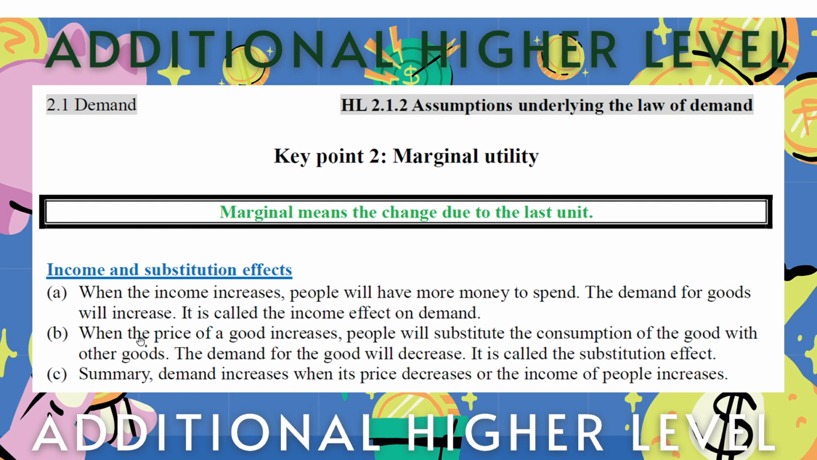Why do we have this effect? Because when the price of a good increases, for example the price of Coca-Cola, you don't drink that soft drink. You shift to another brand, right? People will substitute the consumption of the good with other goods. We call it substitution, and the demand for the good will decrease. It is called the substitution effect.